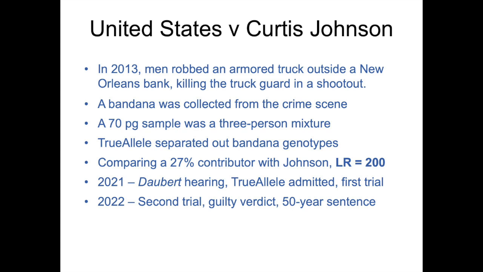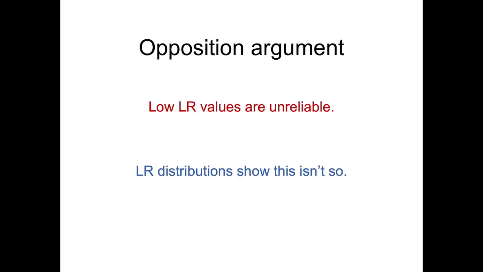TrueAllele pulled out the bandana genotypes, 3 of them, and comparing the 27% contributor with Johnson gave a likelihood ratio of 200. That's not on a log scale. That's 200. So that number has 2 zeros after the 1, 2 point something on a log scale. There was a Daubert hearing. TrueAllele was admitted. And then there was a hung jury. They had another one. There was a guilty verdict, 50-year sentence.